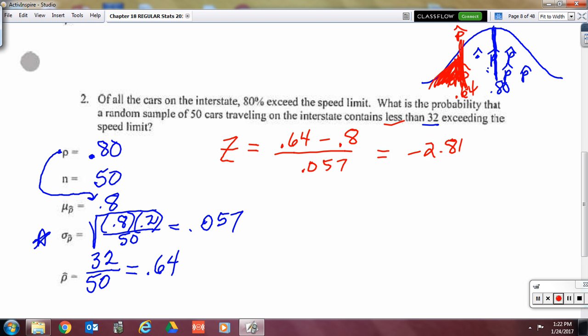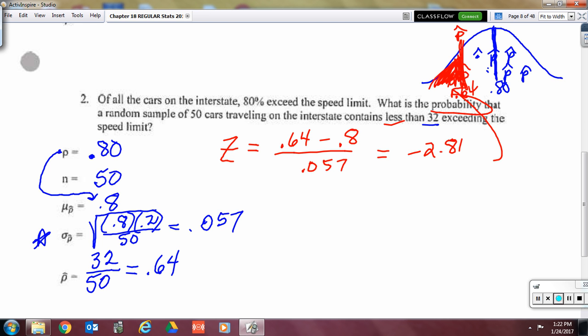Now, should that number kind of alarm you, by the way, just because of our knowledge of standard deviations? What do you think about a z-score of negative 2.81? How do you know it's considered unusually low? Because it's more than 2 standard deviations below. So if you got that sample, you might start wondering, I wonder if that area really has 80% speeding. Maybe that's a speed trap and people know not to speed in that area, or something like that. Okay. So let's now compute that area because that's what it said.